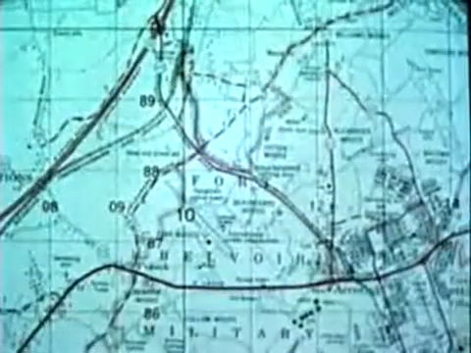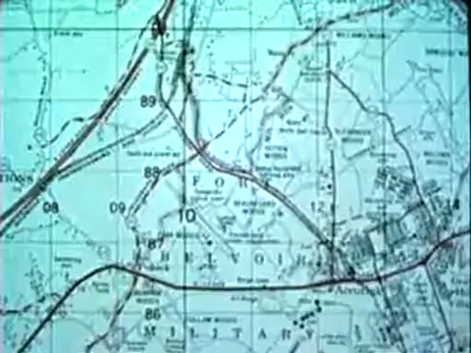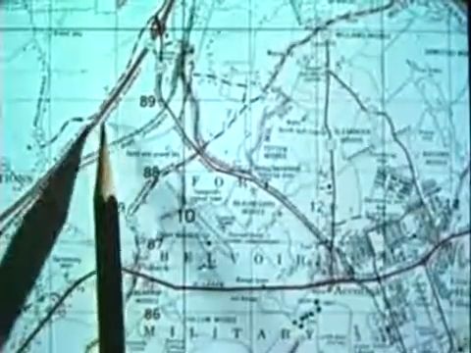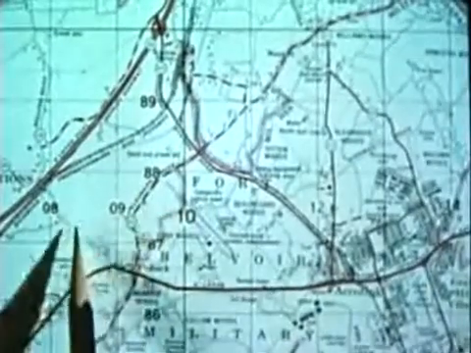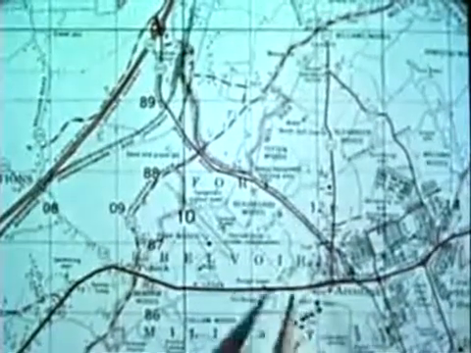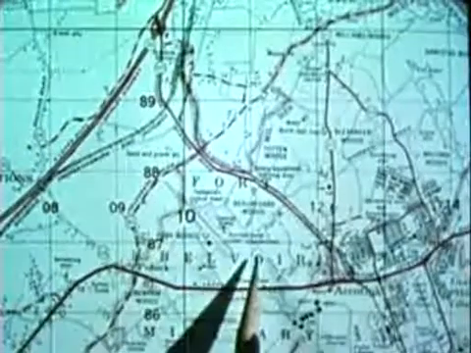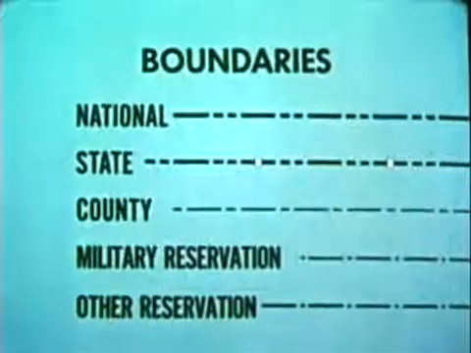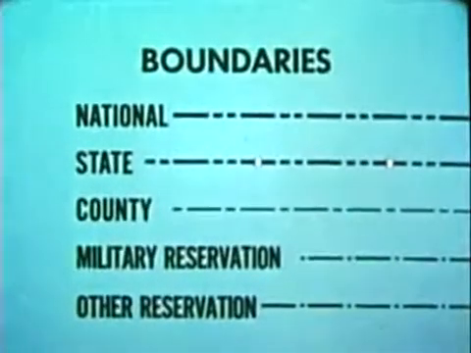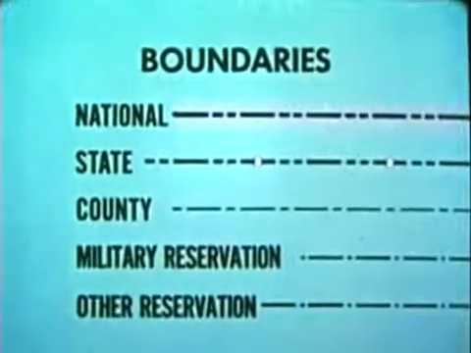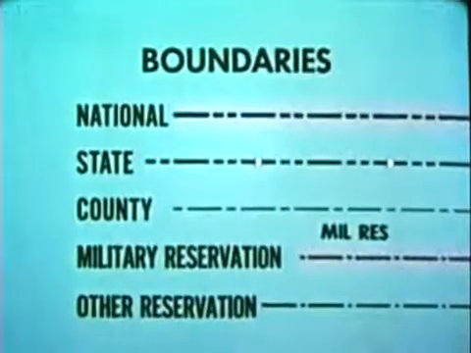Of these symbols, those printed in black denote what is called cultural detail or man-made objects, such as roads of various types and classifications. Railroads, buildings, including schools and churches, storage tanks and other man-made features large enough to be represented on the map in their proper scale. Boundaries are also printed in black, with those representing national borders or the limits of military reservations being edged with small red dots.